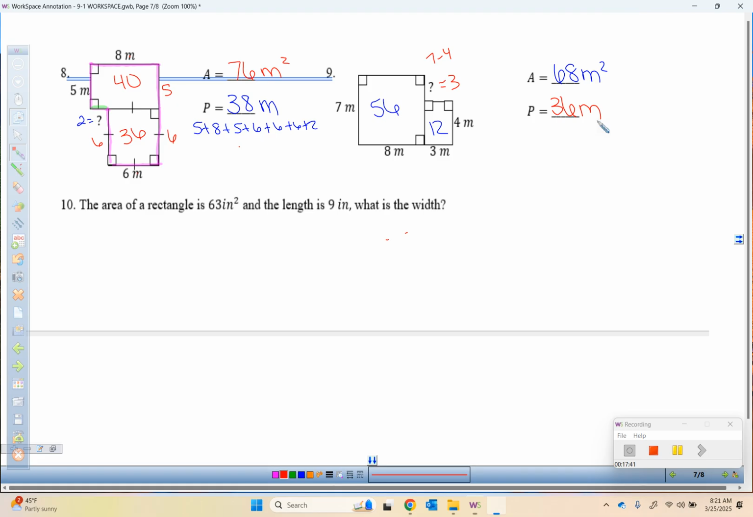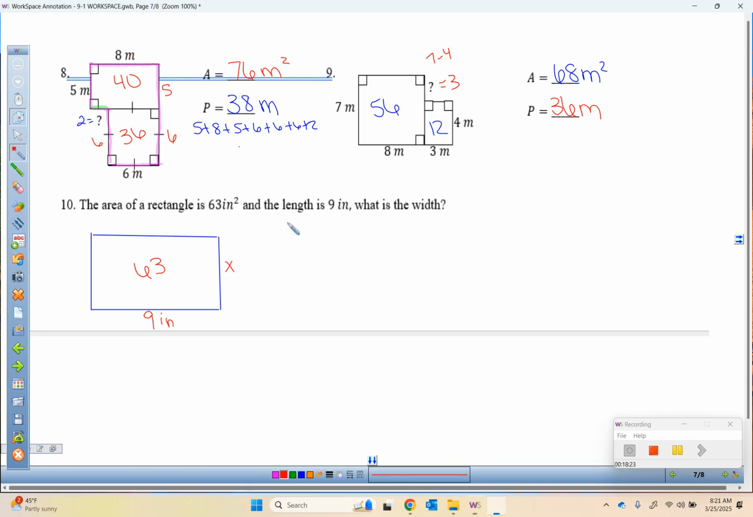The area of a rectangle is 63 inches squared, and the length is 9 inches. What is the width? So I'm just going to make myself a little rectangle. It's telling me the area, so the area of this whole thing is 63. The length is 9 inches. It wants to know what this is over here. Okay, are we on the same page with that?